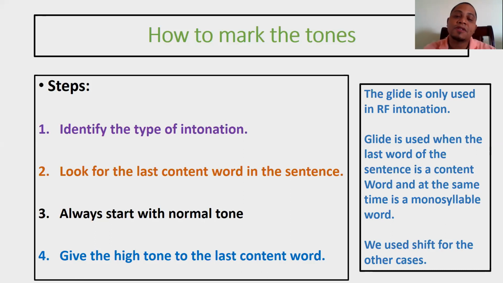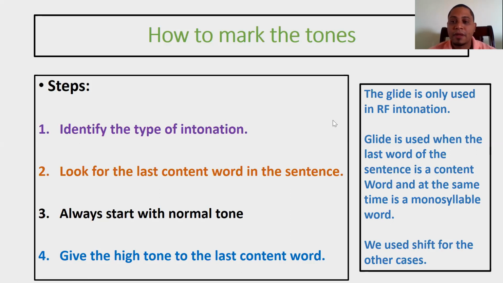When you find the last content word, the third step is that you have to start marking the tones with the normal one. So you always start with the normal tone. Then when you do that, the last step, step number 4, is that you have to give the high tone to the last content word, okay? If you feel I'm going too fast, just pause the video and read the steps that you have here on the screen.